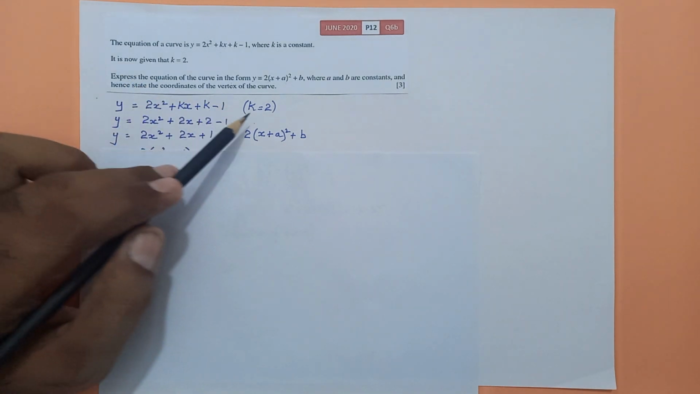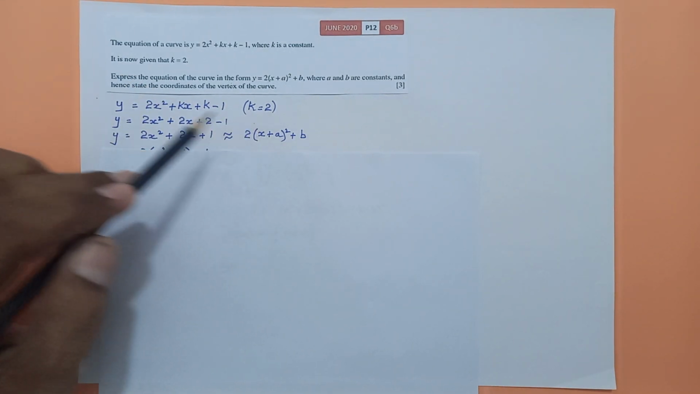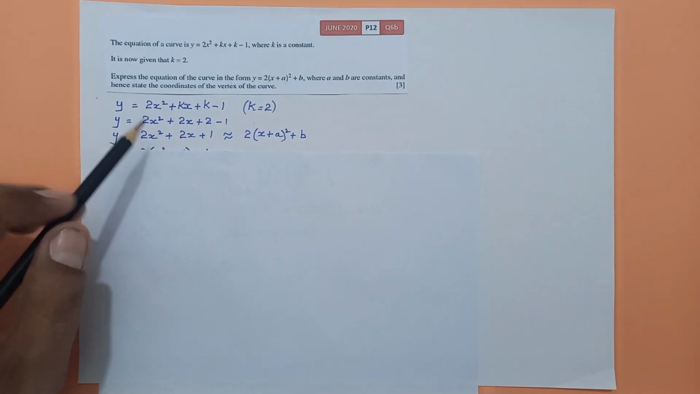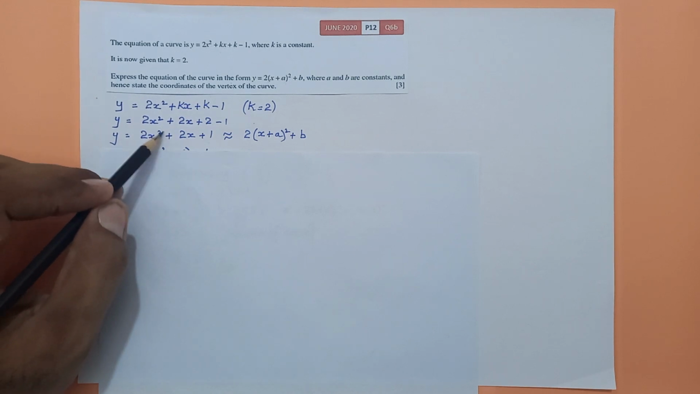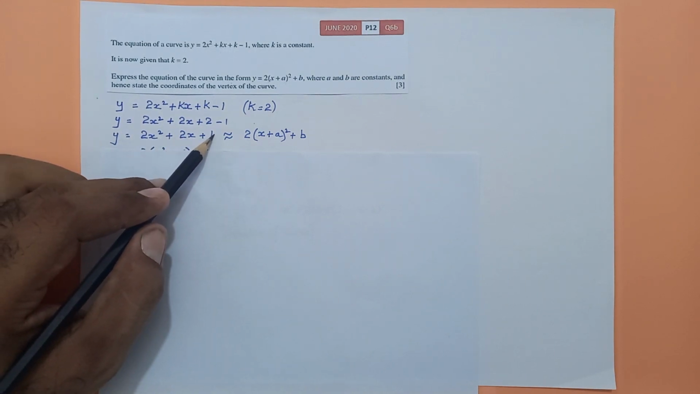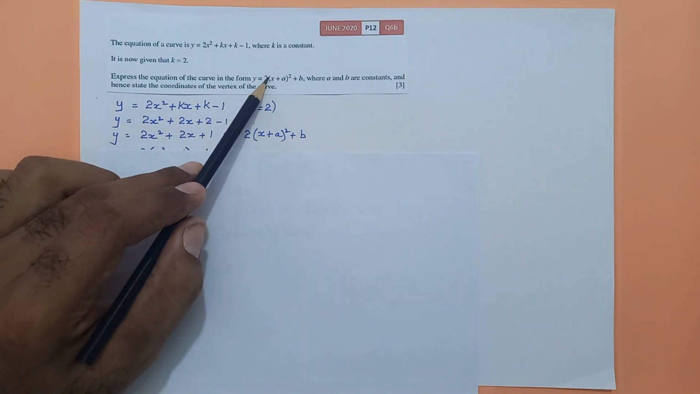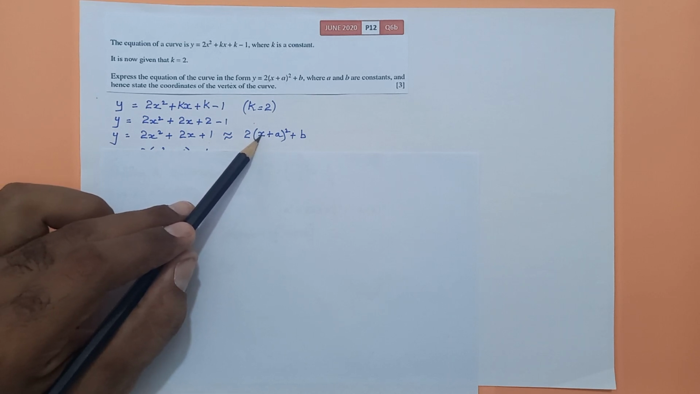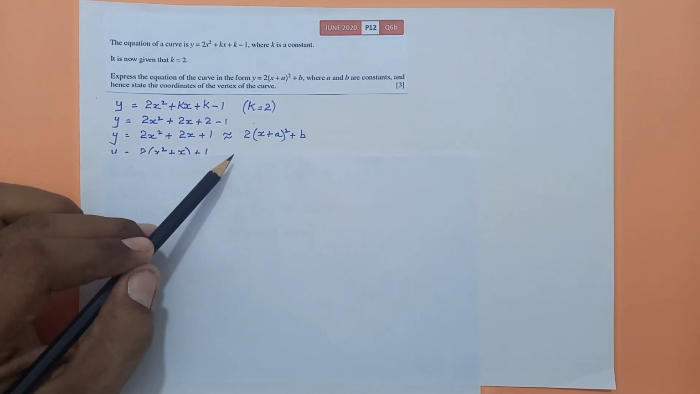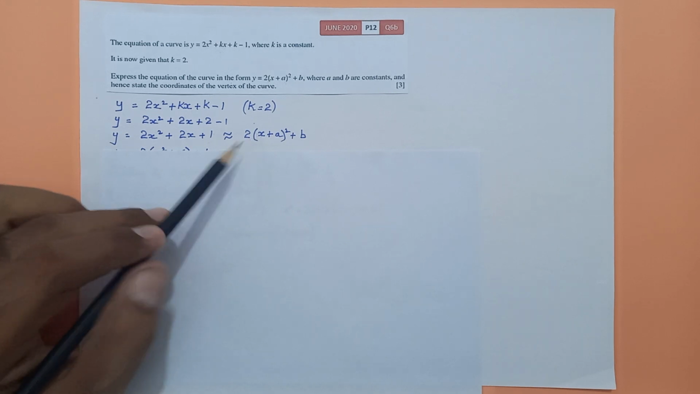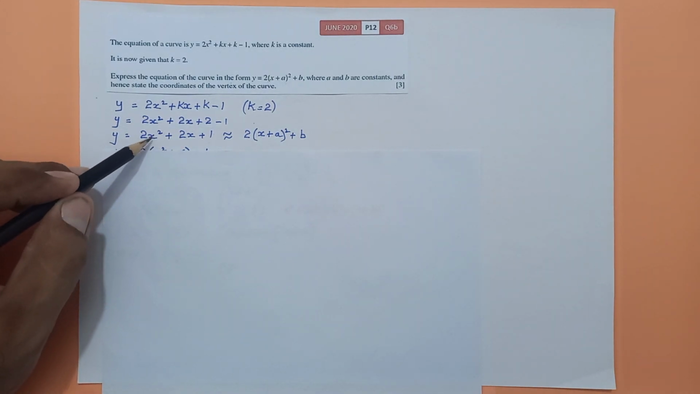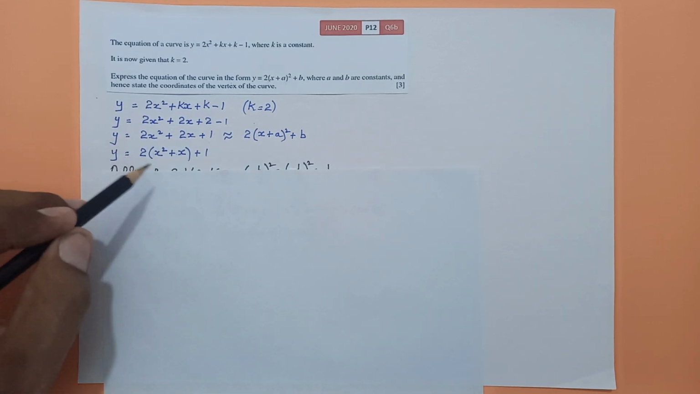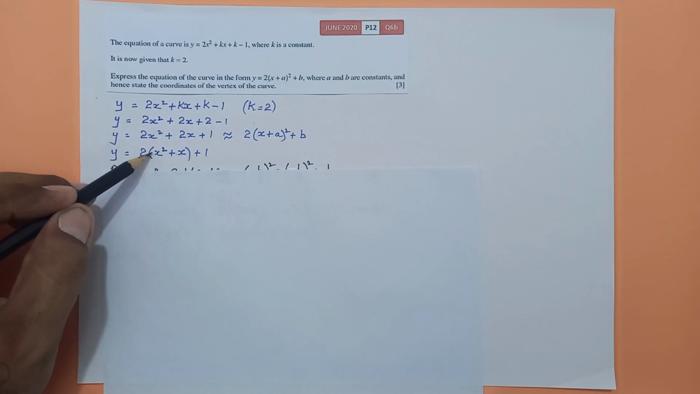Because they have given us the value of k, which is positive 2, just place the value of k in the given equation and simplify it, and we have the equation as 2x squared plus 2x plus 1. We have to convert it into this form, which is 2 in the bracket x plus a whole squared, and we can observe over here the coefficient of x inside the bracket is positive 1. That means in order to make this 1, the coefficient of x squared should also be 1. For that we are going to take the 2 as a common, so that in the bracket this x squared should have a coefficient 1.